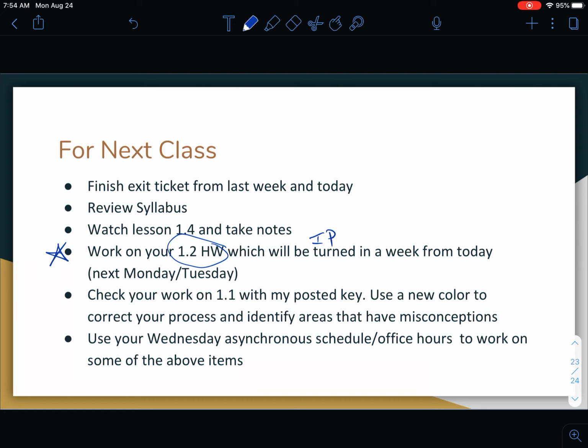You can check your work 1.1 with my posted key and use a new color to correct the process and identify any areas that have misconceptions. And I would highly suggest using Wednesday, the asynchronous time, to work on some of the above. And again, I am happy to help you in office hours. So please don't hesitate. Anything that you have questions on, please feel free to come and ask.